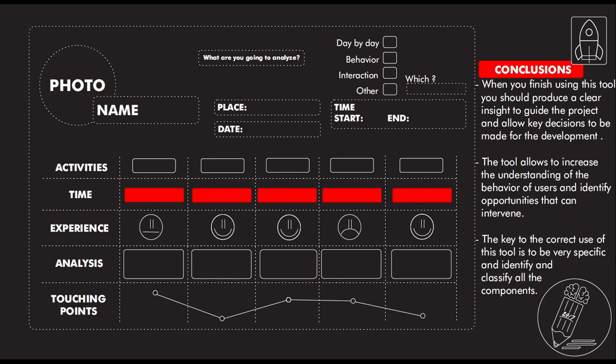This tool allows you to increase the understanding of the behavior of users and identify opportunities that can be intervened. That is extremely important as well. So in the behavior and the tracking that you do of your user, you can identify different situations. The key to the correct use of this tool is to be very specific and identify and classify all the components. I know I say this a lot, but it's extremely important. If you are more specific in the tracking that you do of your user, this tool will be very important in your development.